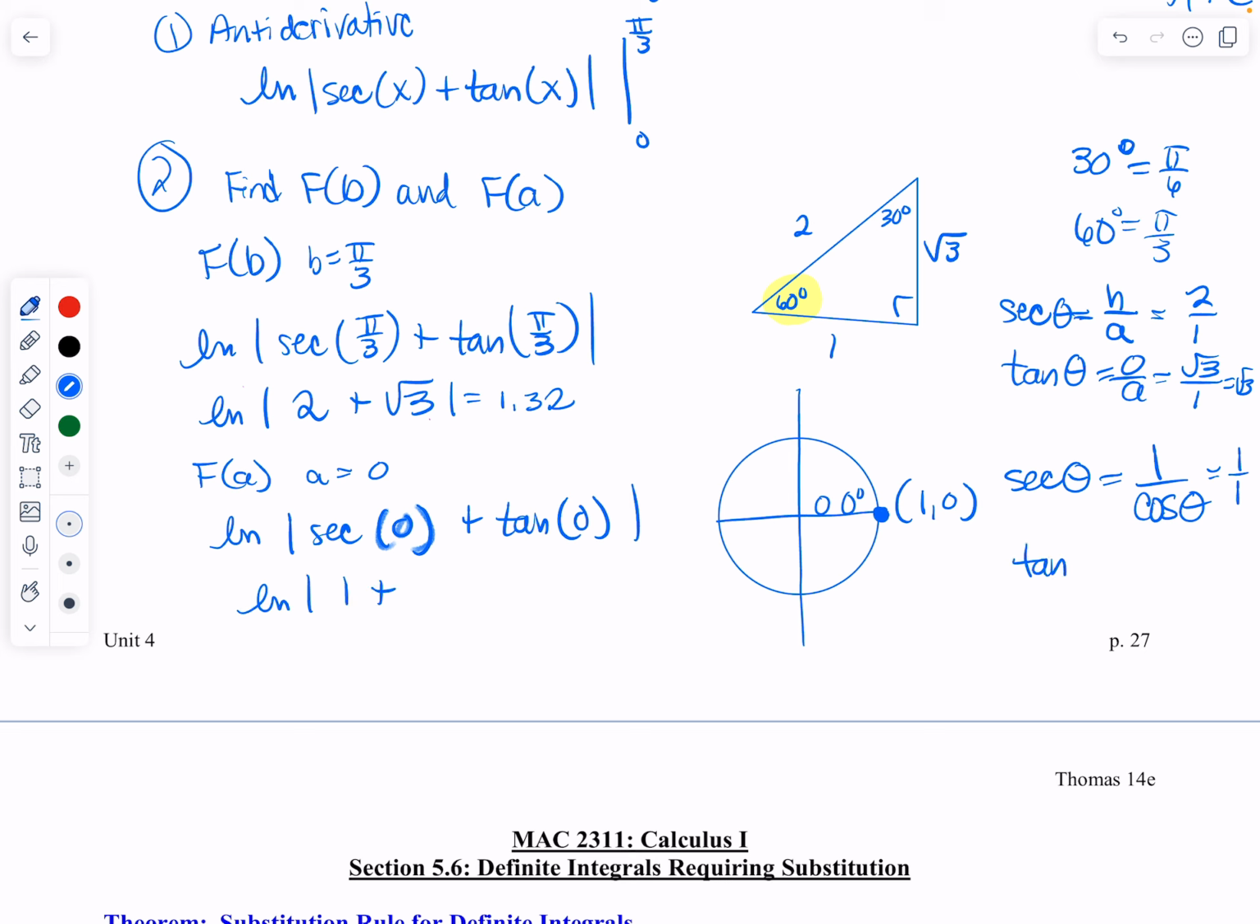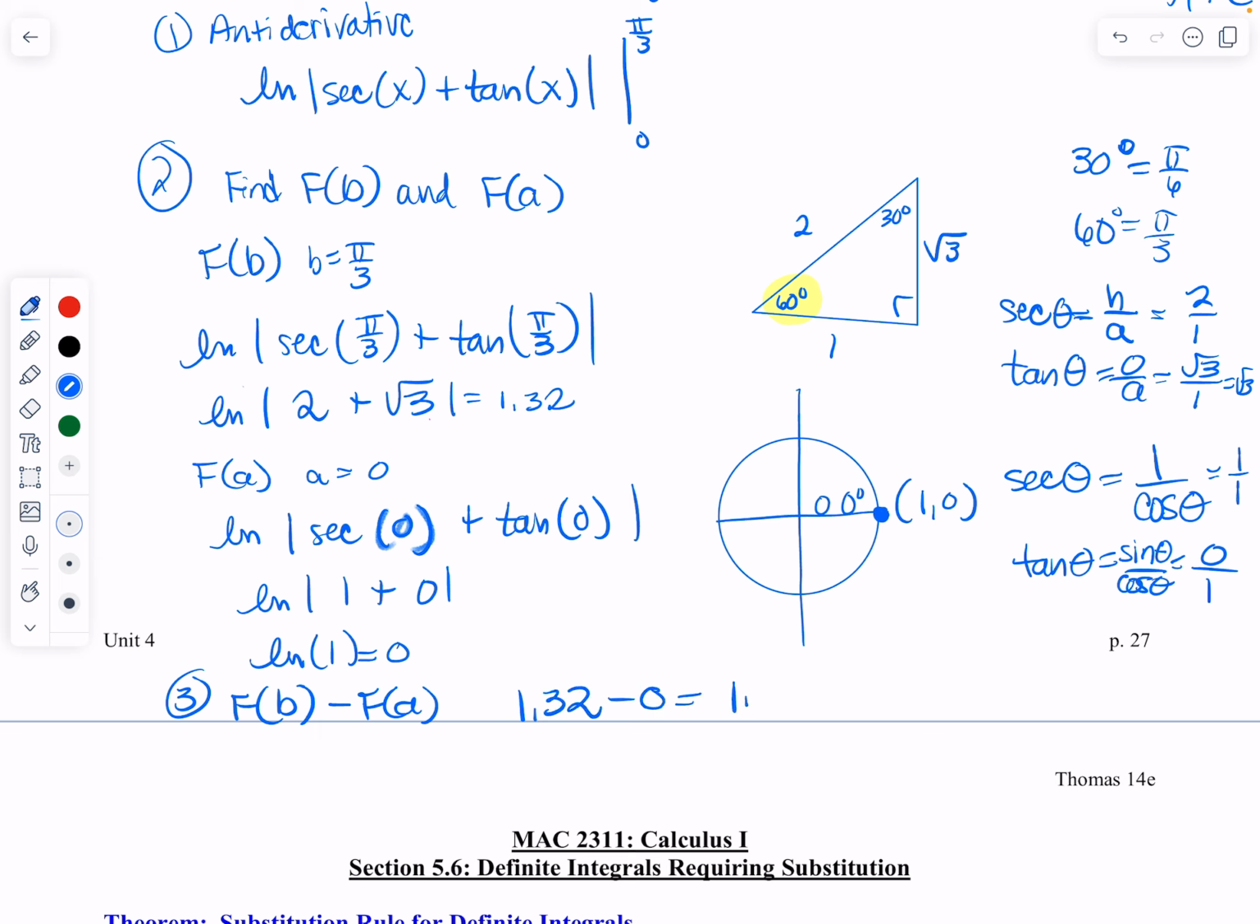Tangent, remember, is sine over cosine, right? So sine at 0 is 0, and cosine at 0 is 1. So this becomes 0. So ln of 1, remember, is 0. So now my last step is to take f at b minus f at a. So this should be pretty easy. So f at b, remember, was 1.32 minus f of a, which is 0. So I get 1.32. Okay, so that was a good reminder of trig. All right, and that is the end of the fundamental theorem of calculus.